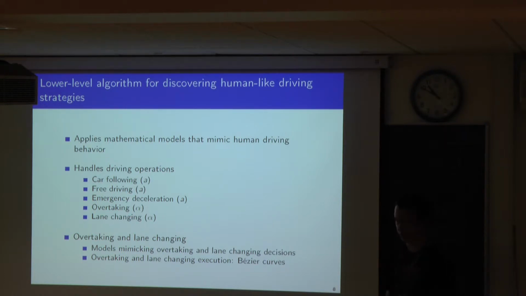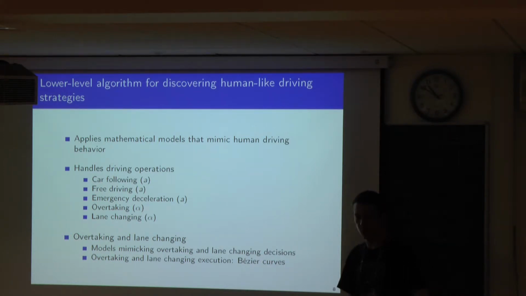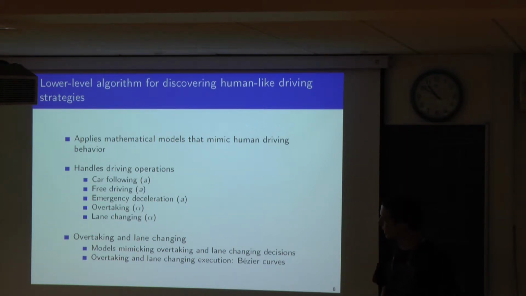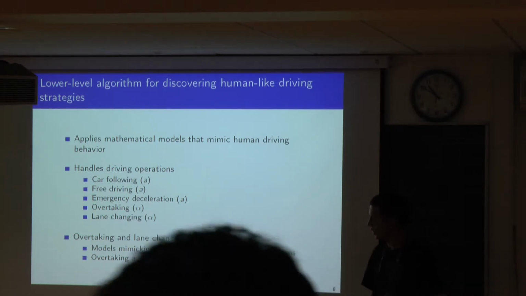Just a few details about the lower level algorithm. It applies mathematical models that mimic human driving behavior. It can handle various driving operations, such as car following, free driving, where there is no vehicle in front of the autonomous vehicle, and the emergency deceleration. When there is an emergency, there is little space between the preceding vehicle and our vehicle. Then the overtaking and the lane changing. The overtaking is on the rural route, while the lane changing is on the highway.